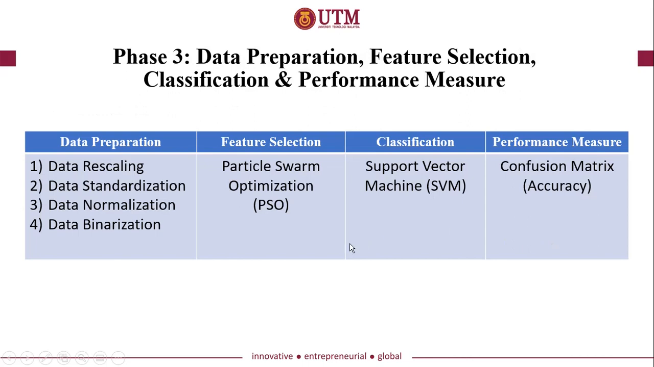As for phase 3: data preparation, feature selection, classification, and performance measure. For the data preparation, I'll be using pre-processing, which is rescaling data, standardization, normalization, and also binarization. I also did some data analysis and data visualization for the pre-processing data. As for the feature selection, I'll be using particle swarm optimization. For the classification, support vector machine. And for the performance measure, confusion matrix, and to be exact, accuracy.